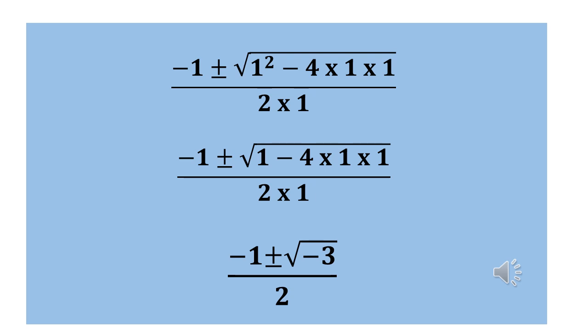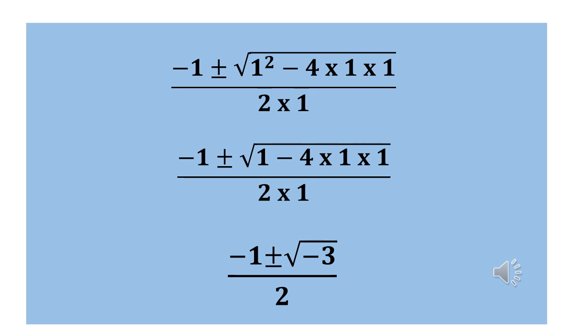Now from here, if we plug in the values, b is plus 1, but the minus times plus will be minus, so it's minus 1, then plus or minus b again, 1 squared, that's 1 squared minus 4 times 1 times 1, all over 2 times 1. So we have minus 1 plus or minus square root of 1 squared minus 4 times 1 times 1, so then all over 2 times 1.